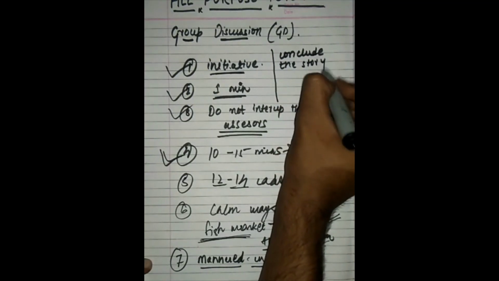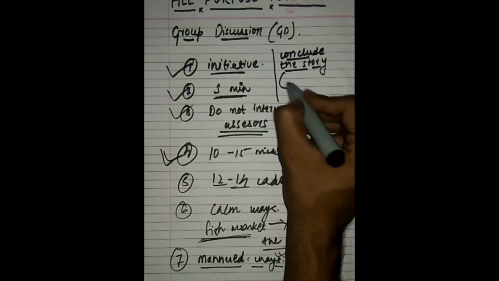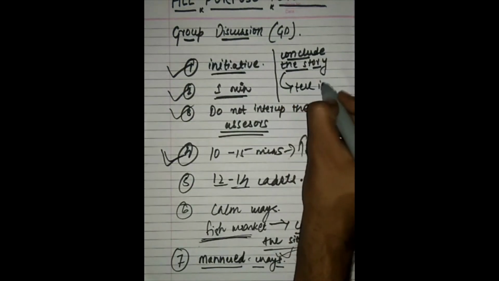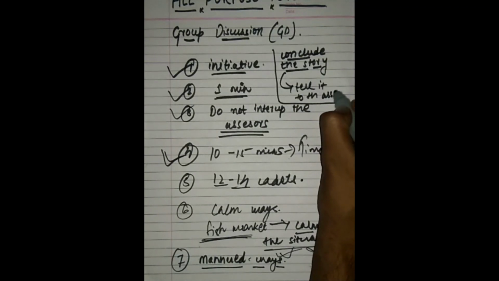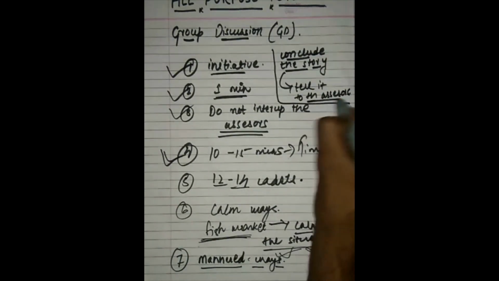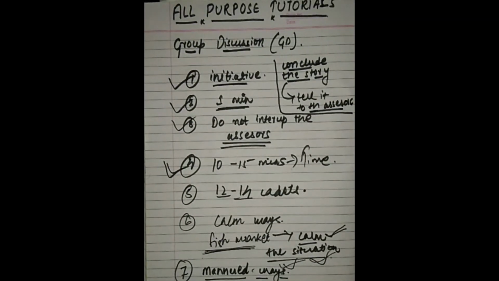The assessor will ask, so what was the conclusion of the story? All the cadets will choose one story and tell it to the assessor there. So the group discussion is finished there also. Then all cadets get some lunch, and after 2 to 3 hours the results will be decided.